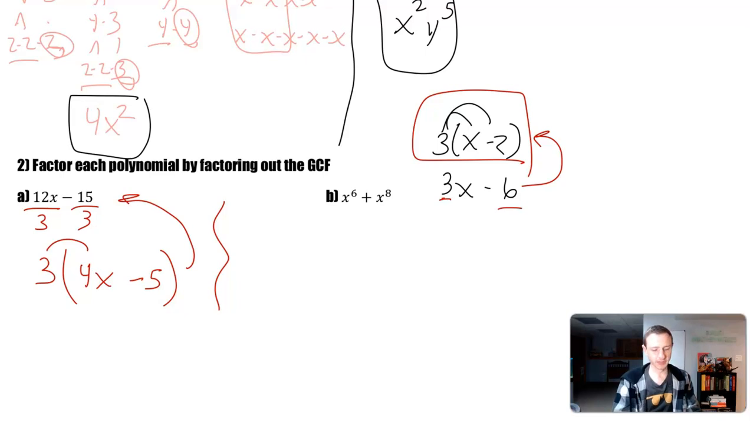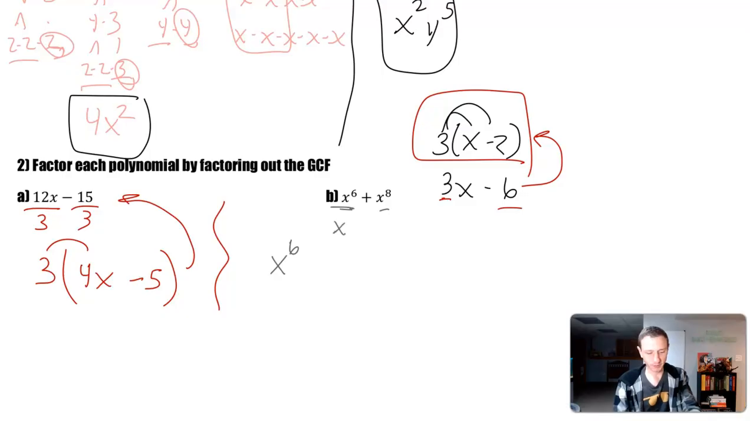we have x to the 6th plus x to the 8th. So what can we factor out? We can factor out x to the 6th because they both have at least 6. And if you can't visualize that, write down 6 x's, write down 8 x's. How many do they both have? They both have 6 x's. So I'm going to factor out x to the 6th.